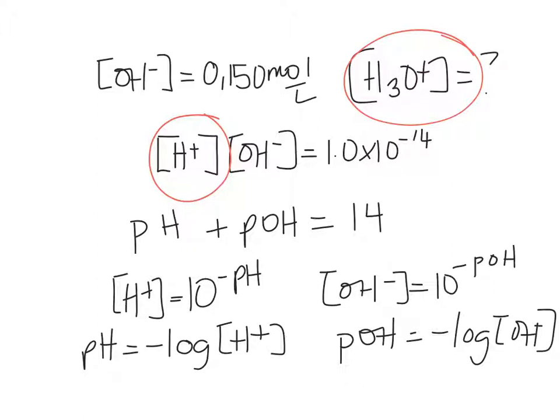So you can use this or this, and you can use these, but these two are very good for if you're given hydroxide, find H plus. If you're given pH, find hydroxide ion concentrations. But these are the most useful formulas in these questions. Okay?